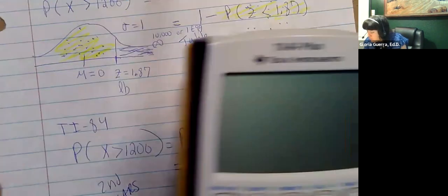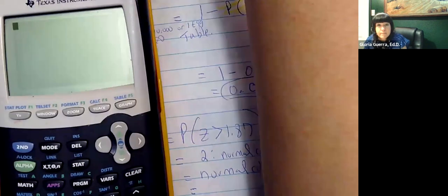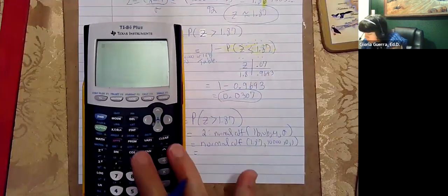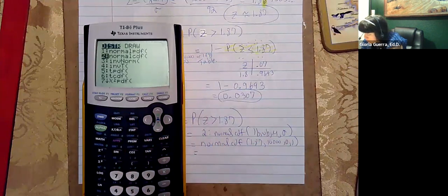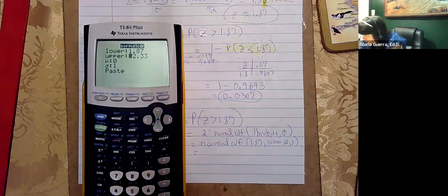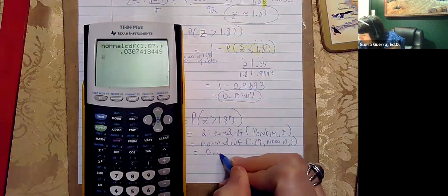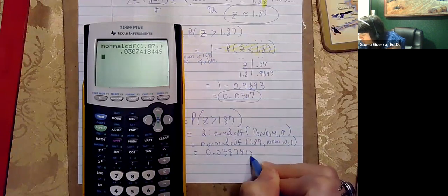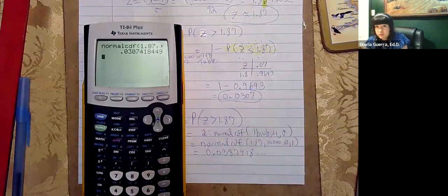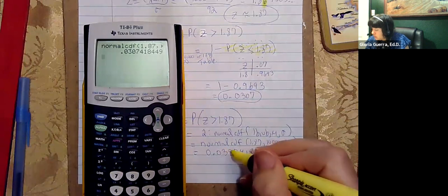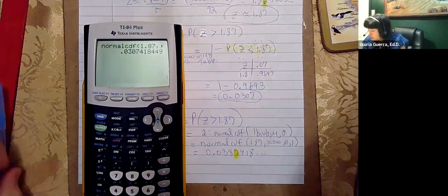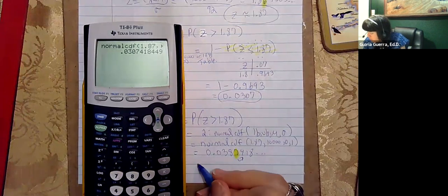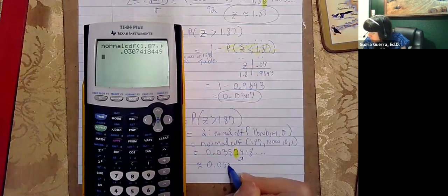So that would give us 2nd VARS, number 2. Lower bound is 1.87. Upper bound is 10,000. Mu is 0, sigma is 1. Let me get this. There's a whole bunch of other digits, but we just need four decimal places for the area. So you look at the number to the right. Is that 5 or more? Nope, it's a 4. So it stays 0.0387.